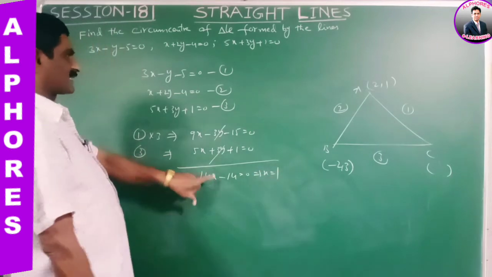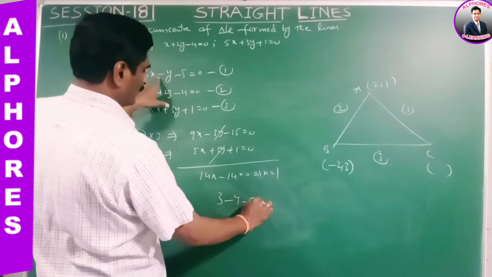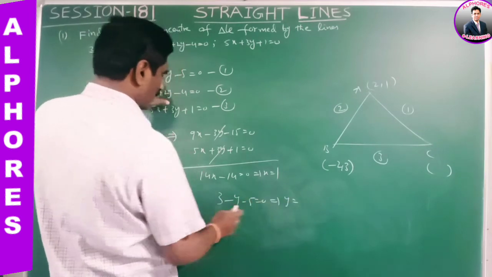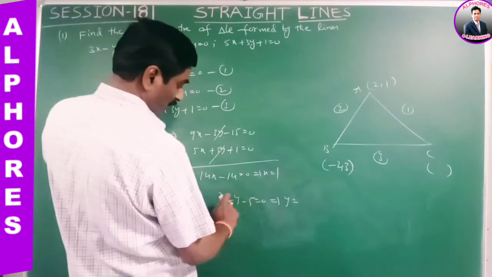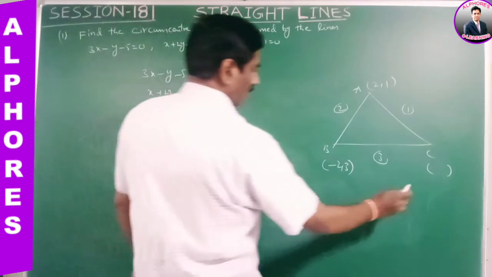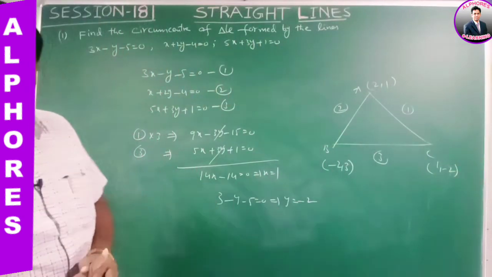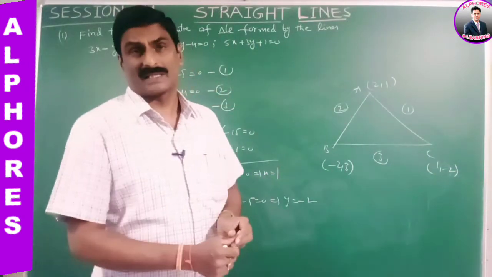Substitute the value x equals 1 in equation 1. We get 3 minus y minus 5 equals 0. That means y equals, what is the value? Move this value to the RHS. 3 minus 5 means minus 2. x equals 1, y equals minus 2, so C is (1, minus 2). Now, by solving the equations, we find the vertices of the triangle ABC.